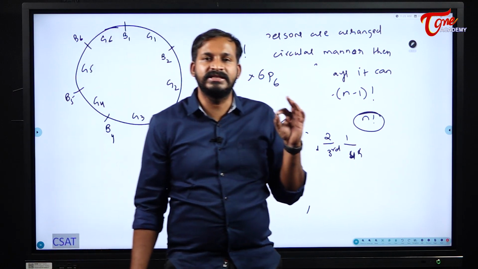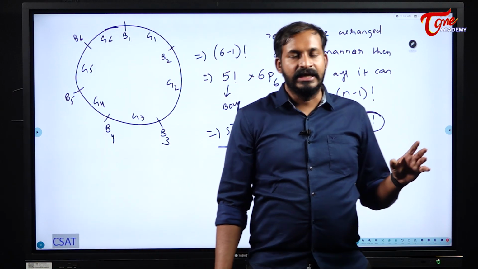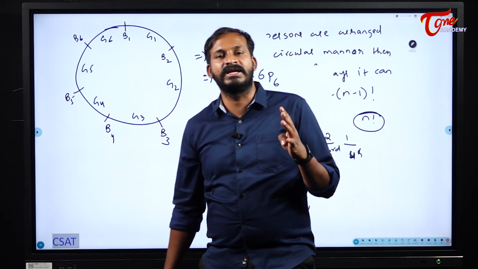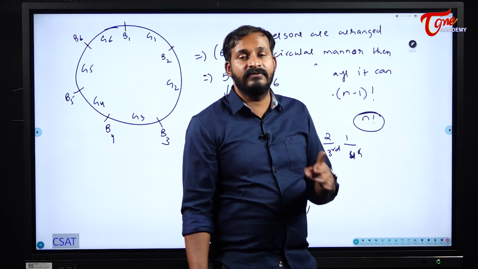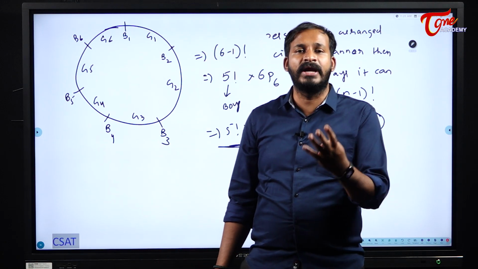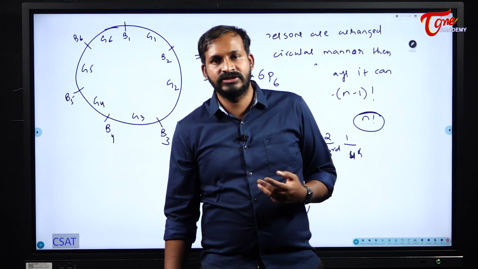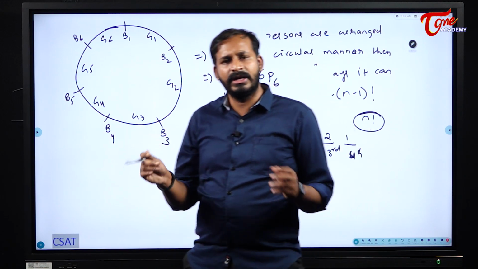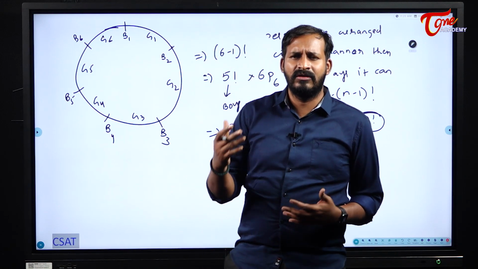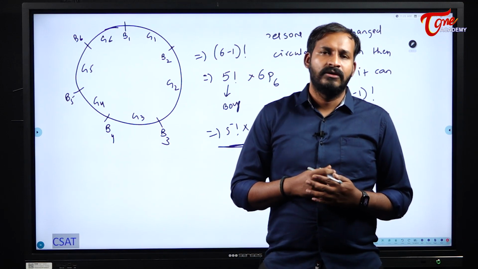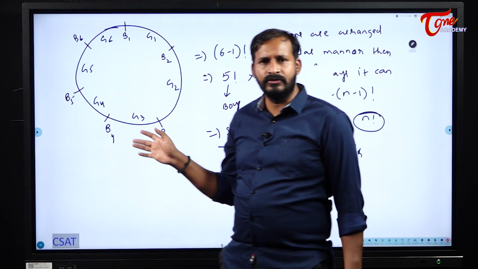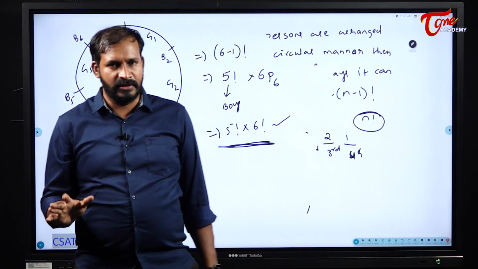Please be careful with the circular arrangement, students. In linear arrangement, if 4 people are there, we can arrange them in 4 factorial ways. In circular arrangement, if 4 people are there, our answer will become 4 minus 1, 3 factorial. Understood? This concept is very, very important. Apart from this, there is very little scope to ask a question from circular arrangement. These are the things you need to know in permutations and combinations, students.